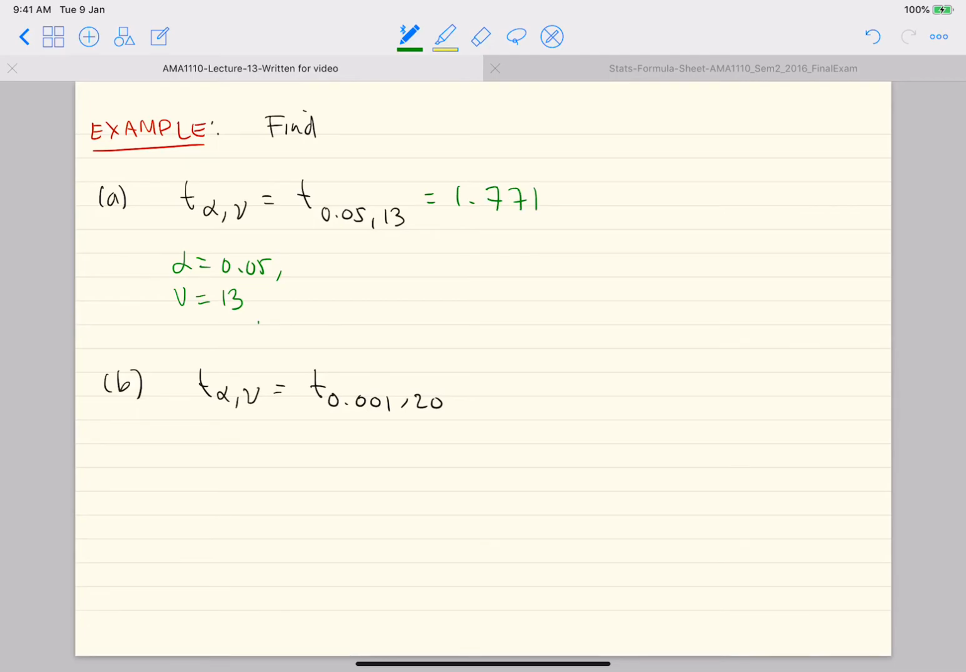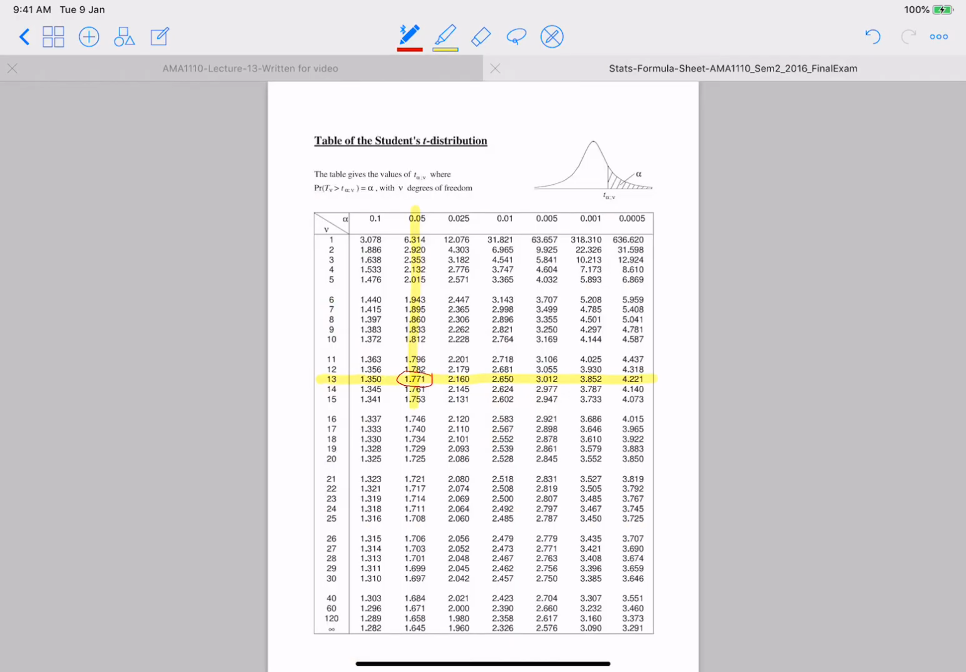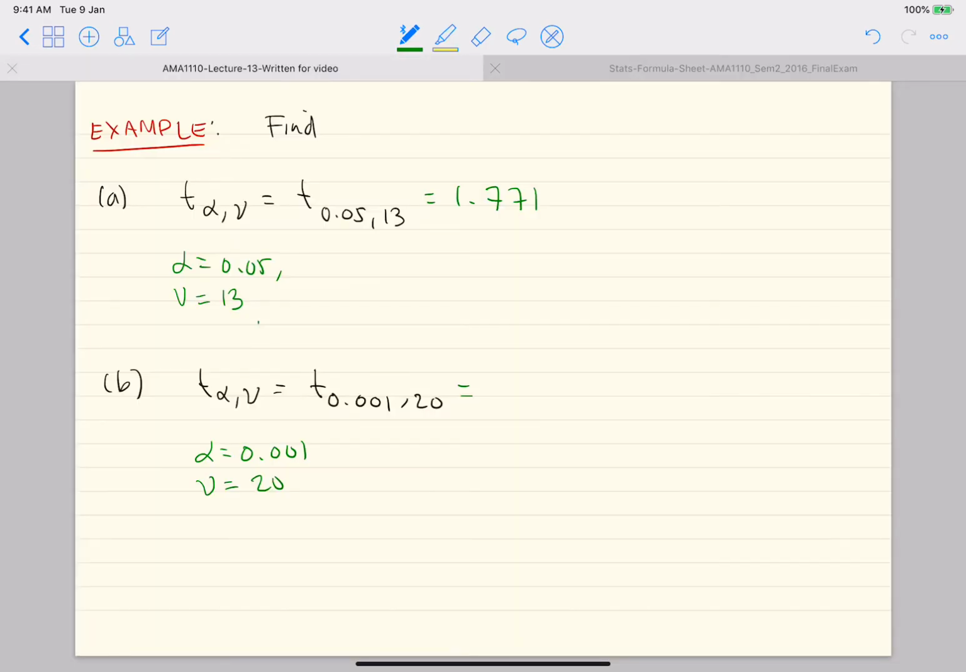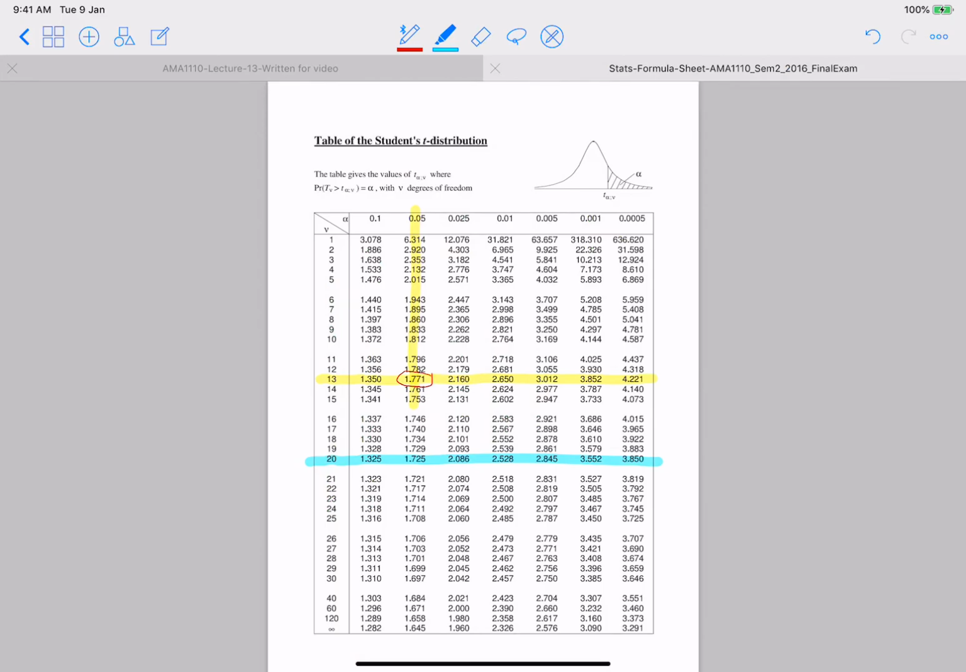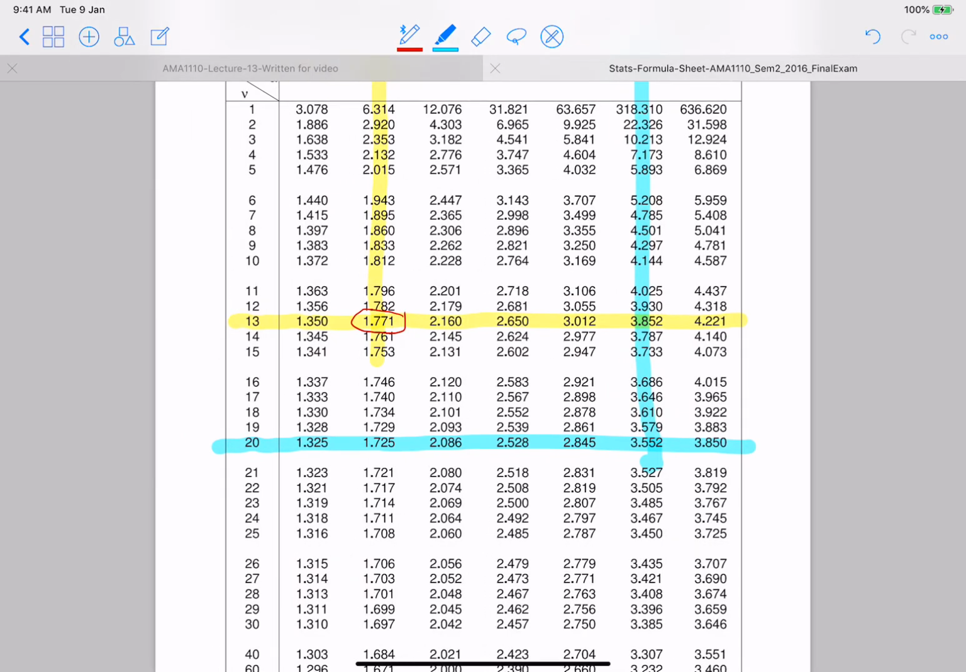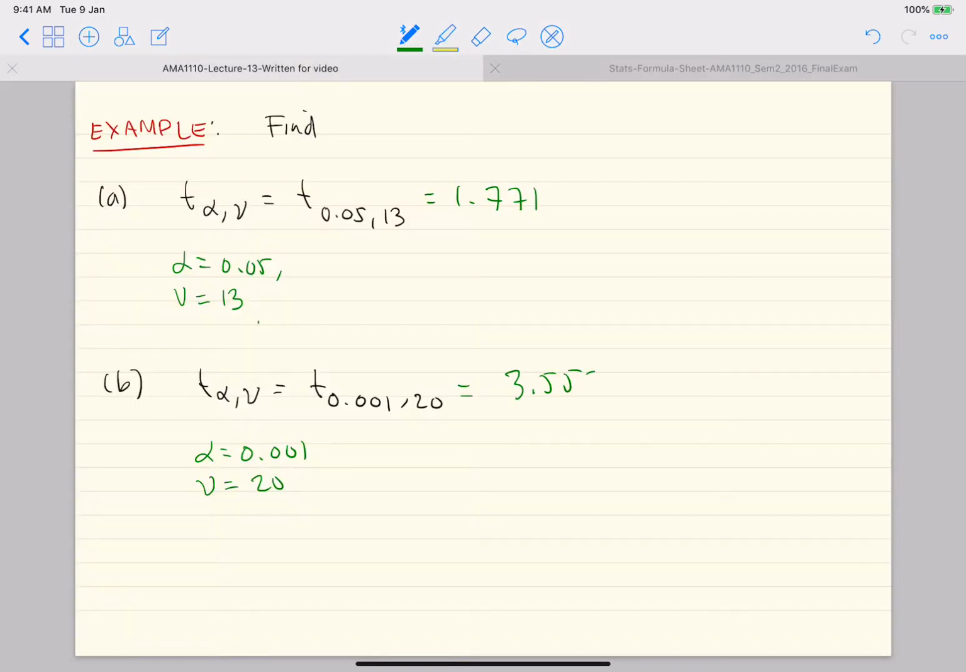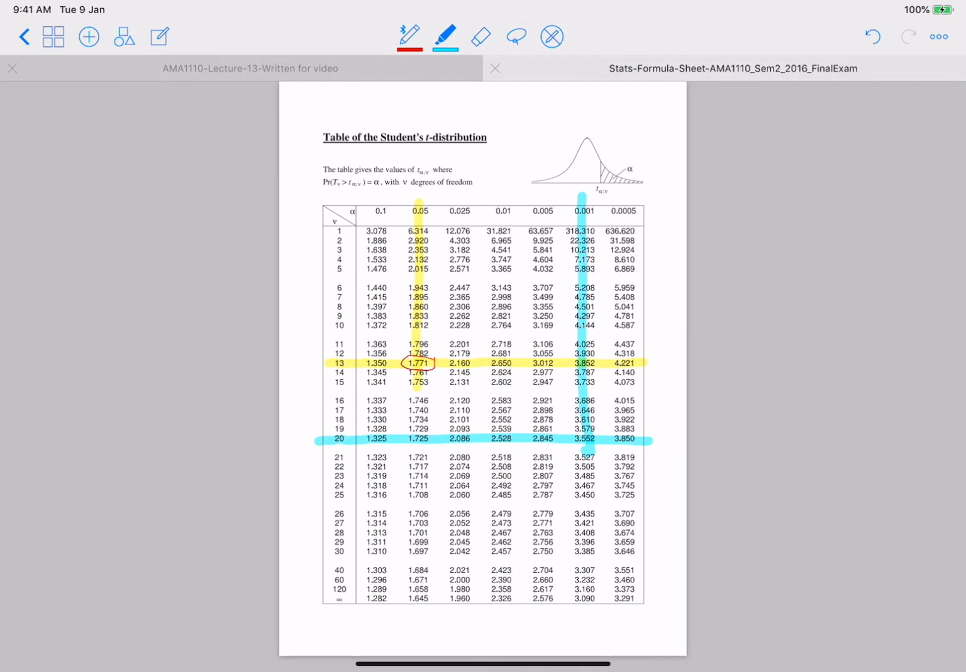What about t 0.001, 20? Here alpha is 0.001 and the degrees of freedom is 20. So again we look for nu equal to 20, which is here, and alpha equal to 0.001, and the intersection is 3.552. That is how you use the student t distribution table.